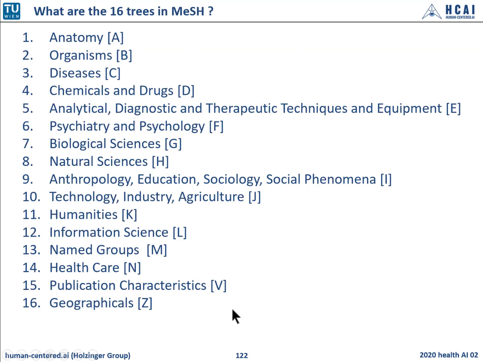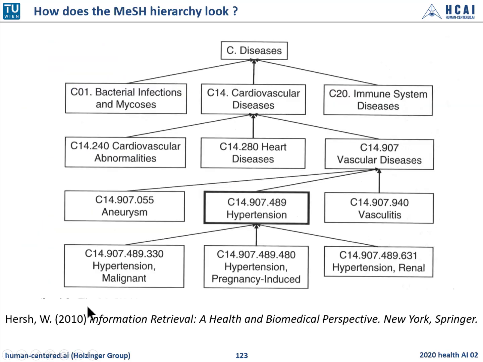Okay, and here the example, the 16 trees in the MeSH include anatomy, organisms, diseases, chemicals and drugs, analytical, diagnostic, therapeutic techniques and equipment, psychiatry, psychology, biological sciences, natural sciences, anthropology, technology, humanities, information science, named groups, healthcare, publication characteristics, and geographicals.